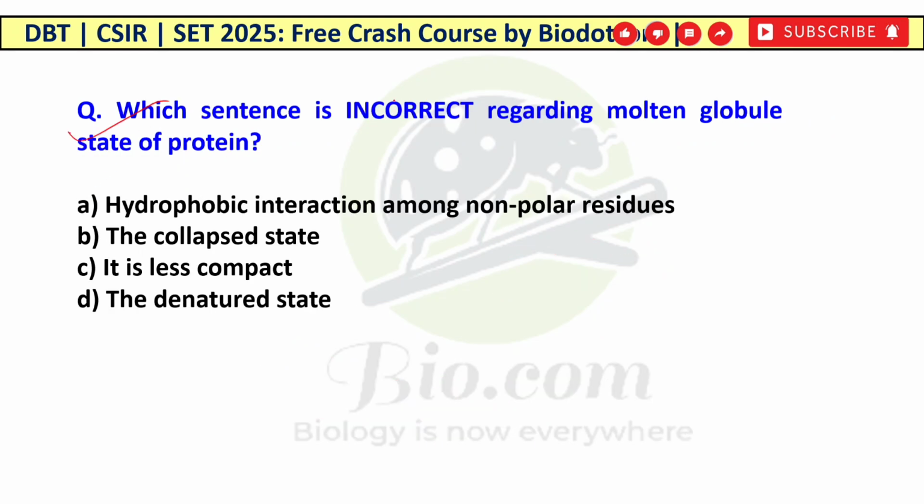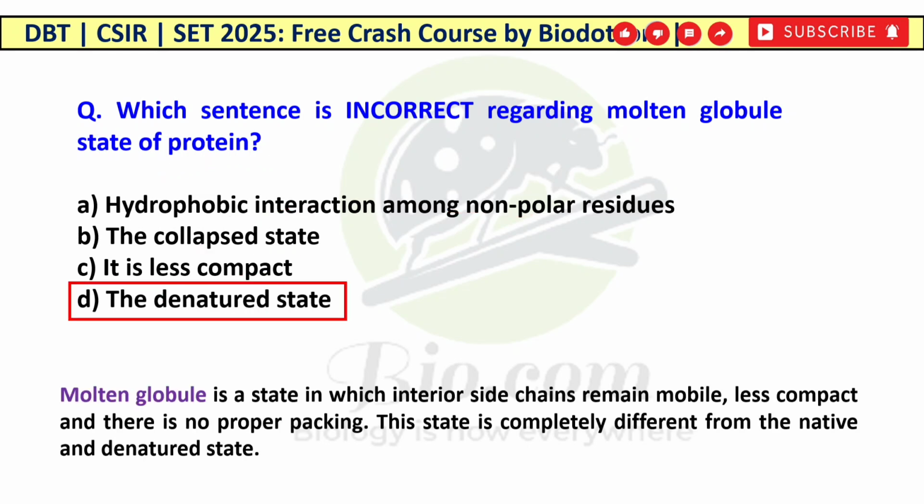Which sentence is incorrect regarding molten globule state of protein? Hydrophobic interaction among nonpolar residue, the collapsed state, it is less compact, the denatured state. So the right answer for this question is the denatured state.